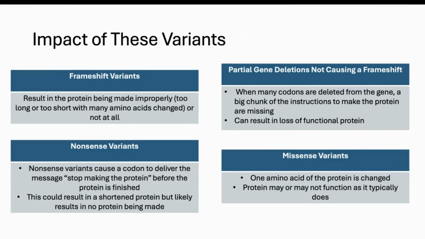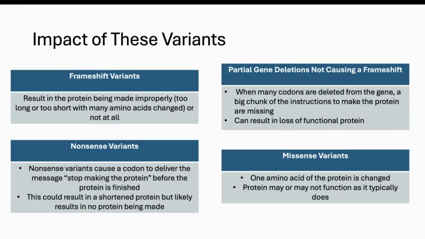in different ways. Frameshift variants result in the protein being made improperly, so too long or too short with many amino acids changed, or not at all. With the partial gene deletions not causing a frame shift, many codons are deleted from the gene, and a big chunk of the instructions to make the protein are missing. This can result in a loss of functional protein.